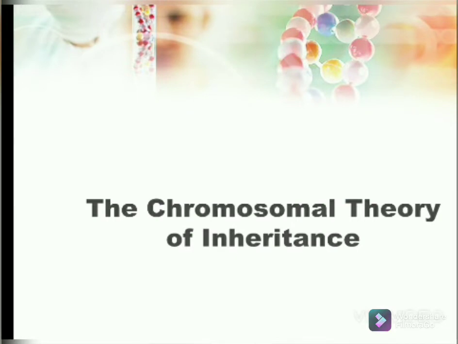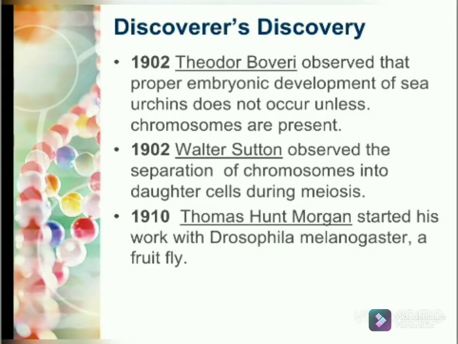Let's go to the chromosomal theory of inheritance. The discoverers' discovery. First, Theodore Boveri in 1902 observed that the proper embryonic development of sea urchins does not occur unless chromosomes are present. Also in the same year, Walter Sutton observed the separation of chromosomes into daughter cells during meiosis. And these two observations led to the development of the chromosomal theory of inheritance.